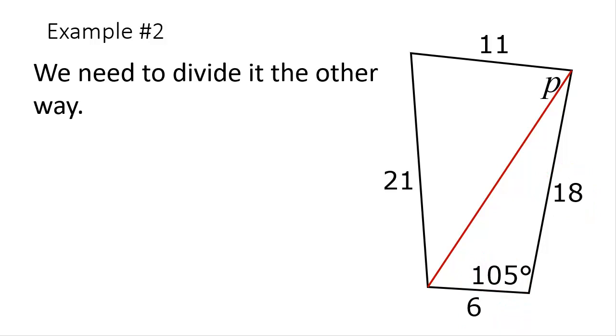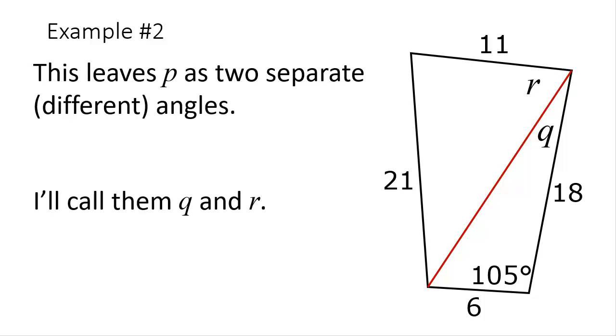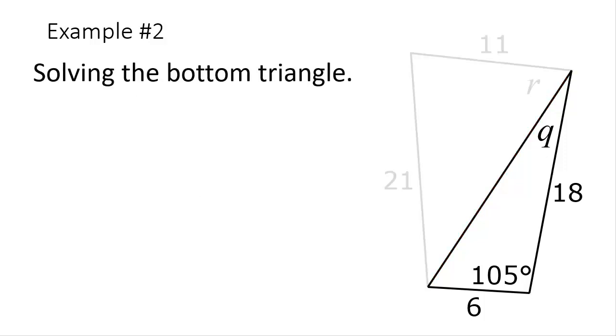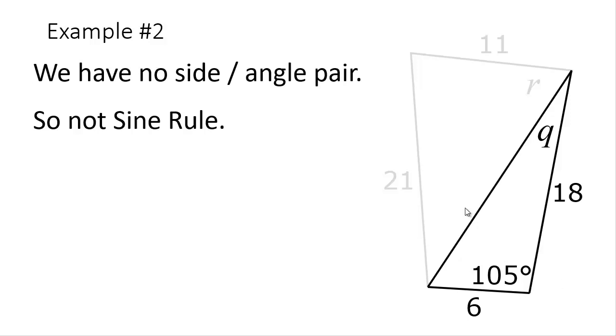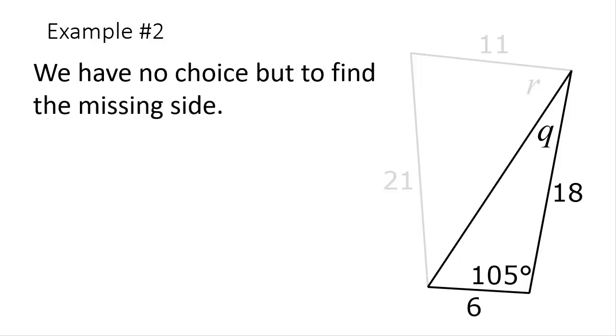Now, we've divided P into 2 pieces, not halves, and we're going to have to call each of them something, and we're going to work via those. Alright, so let's work our way across to Q, solving the bottom triangle. 3 pieces of information, but no side angle pair. So we have to use the cosine rule, and we have an angle and the 2 sides either side of it.